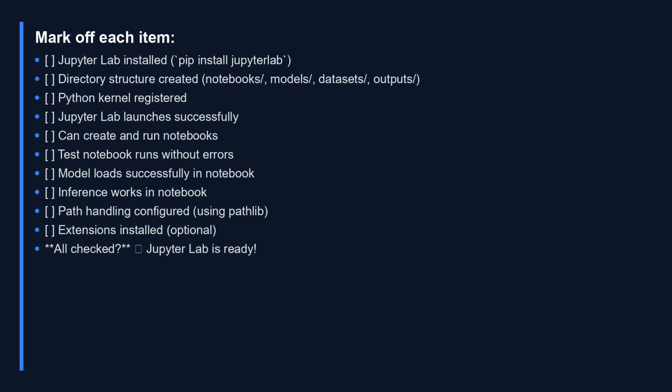Jupyter Lab checklist. Mark off each item. Jupyter Lab installed: pip install jupyterlab. Directory structure created: notebooks, models, datasets, outputs. Python kernel registered. Jupyter Lab launches successfully. Can create and run notebooks. Test notebook runs without errors. Model loads successfully in notebook. Inference works in notebook. Path handling configured using pathlib. Extensions installed, optional. All checked.